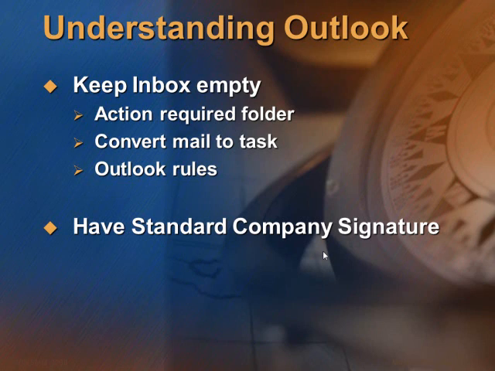The same thing applies to the email inbox. Once an email comes, see if it needs action or it is for your information. If it needs action, move it to the action required folder or convert it to a task. We shall see how this is done in the subsequent slides. If you analyze your inbox, 30% of your mails need action and 70% are just for your information.